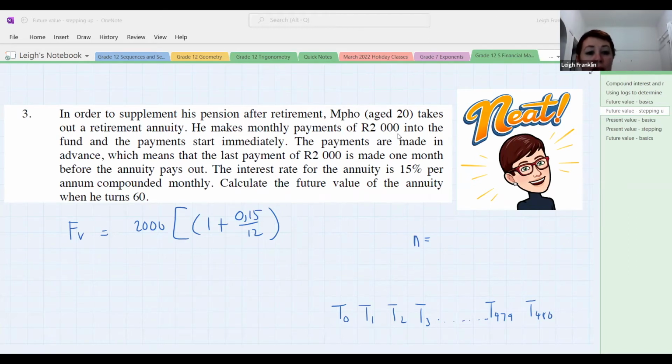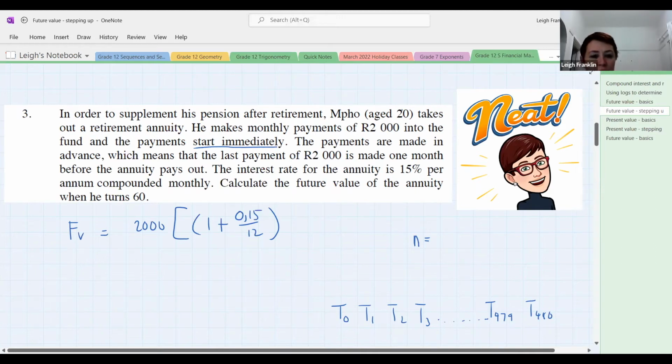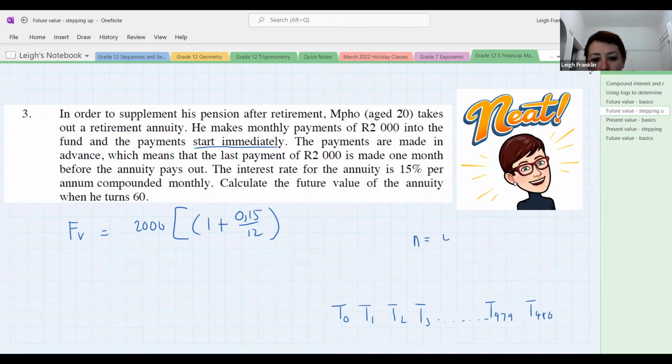Okay, so again, you see now this is the part that we were struggling with the last time. I don't know if you remember the question that we ended off last time. This question is very, very similar to that one. So even though he has started immediately, he starts on his 20th birthday and he makes his last payment on his 60th birthday. So that means that he has made 40 years worth of payments, and 1 payment every single month, which is 480.